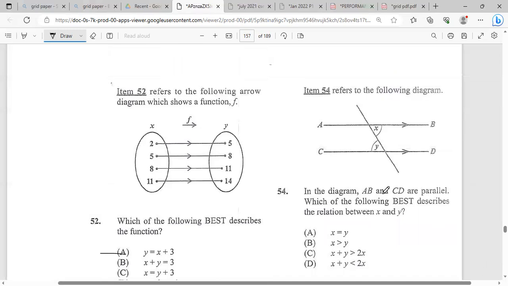In the diagram, A, B, and C, they are parallel. Which of the following best describes the relation between X and Y? And that X is equal to Y?